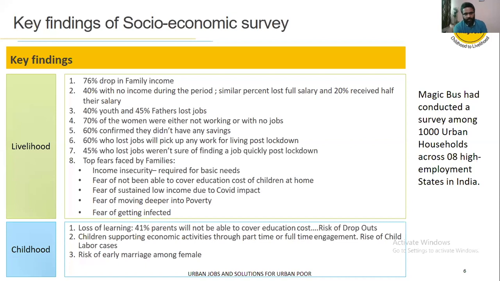So we initiated a socioeconomic survey. Let me go through a few of these highlights. From a livelihood standpoint, we could identify that there has been a 76% drop in family income, 40% of youth and 45% of fathers lost jobs, and 70% of the women were either not working or had no jobs, and this has been consistent for the last two decades; the data says so. 60% confirmed they didn't have any savings.